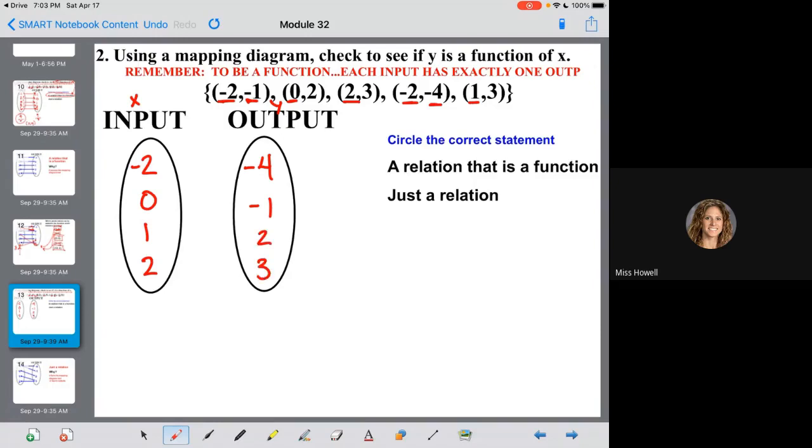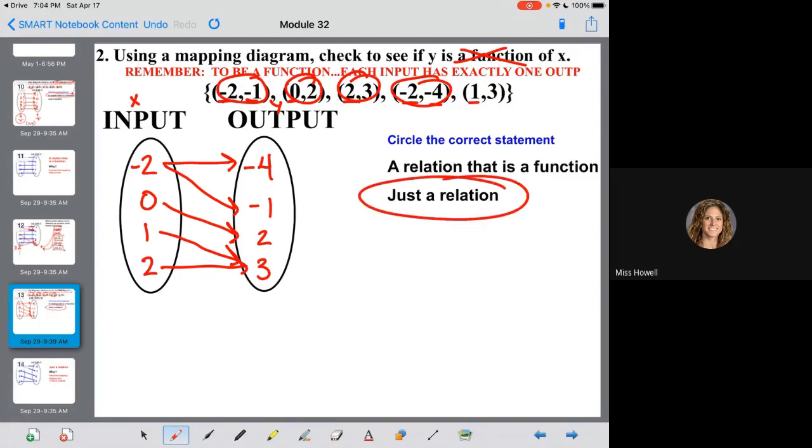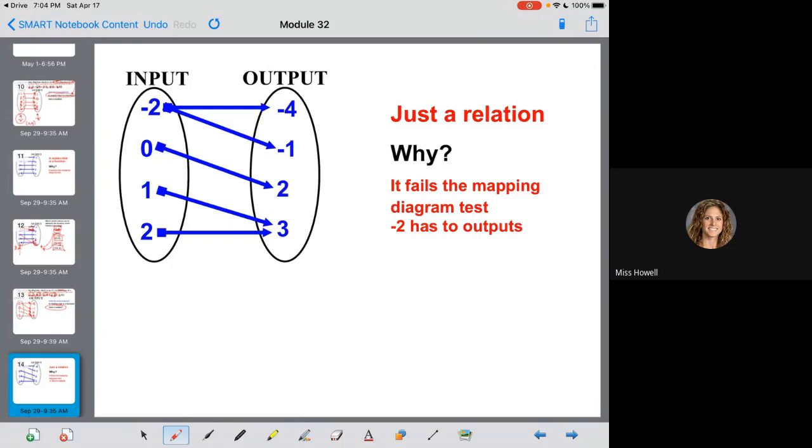All right, let's sew our pickles. For this first one, -2 gets attached to -1. This one, 0 to 2. This one, 2 to 3. This one, -2 to -4. Right now, I should be going, whoa, that -2 has 2 arrows. That's when this fails. So y is not a function of x, so this is just a relation. Since -2 has 2 outputs, it fails the mapping diagram.